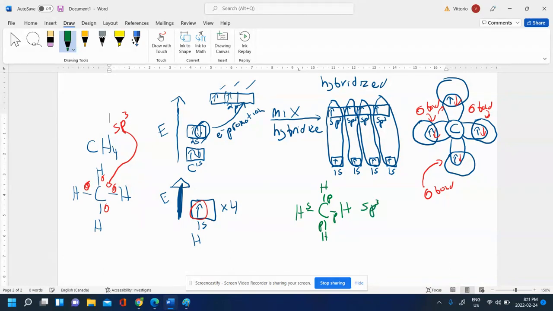sp3. If there was another domain, you would then make that a D. And then another one, another D, so d2. So just by counting the domains, starting with S, then going P, P, P, and then going to D if there was more, that's how you could find the hybridization of a central atom. So what we have is an sp3 hybridized carbon. It works for essentially any molecule you want to do. We will try another example.